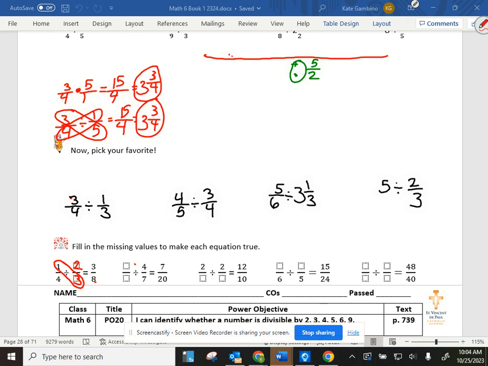So that cross product is going to help us find our missing number. Remember, you have to think, if I multiply like this, I'm going to get my numerator. And when I multiply that denominator going up, I'm going to get my denominator. So what times 7 gives me 7? What times 4 gives me 20? So you're going to use cross products to find your missing fraction. Any questions on that?